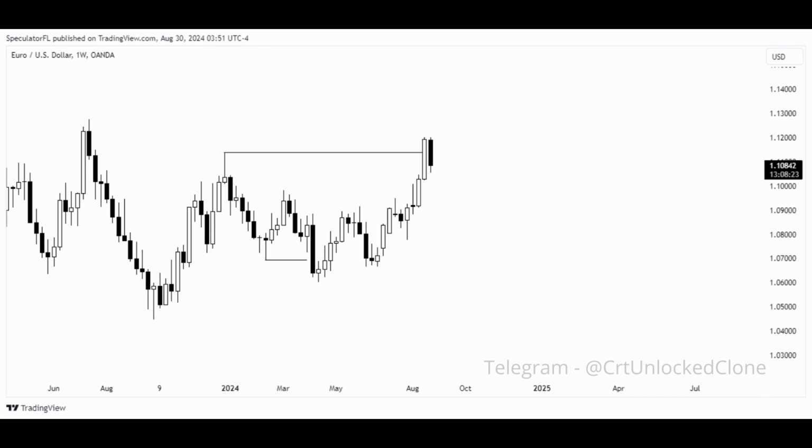So I'm going to start off with a weekly time frame first of all, to see how I determine my drawn liquidity here and how I built a higher time frame narrative that eventually led me to taking a trade on the lower time frame, right?